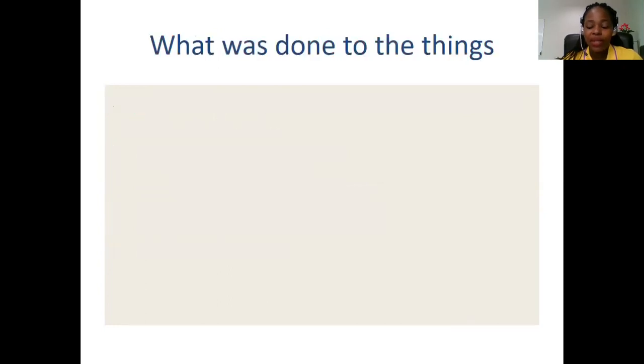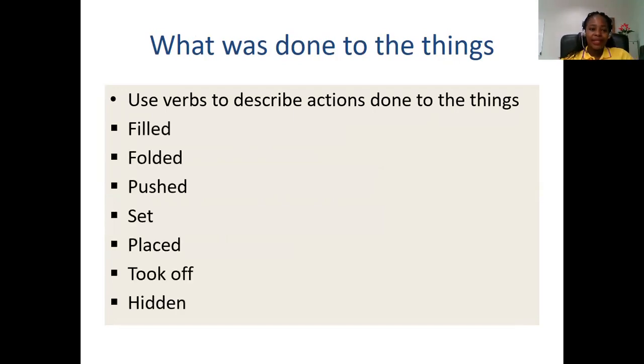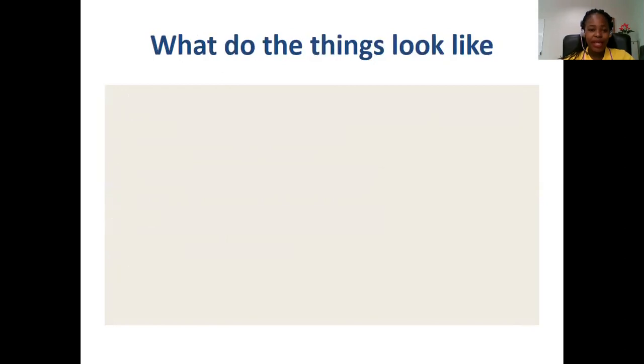What was being done to the things? Here we use verbs to describe the actions done to the things. And listen on to some of these verbs. They include filled, folded, pushed, set, placed, took off, hidden. So we can be able to tell the action done to these things.